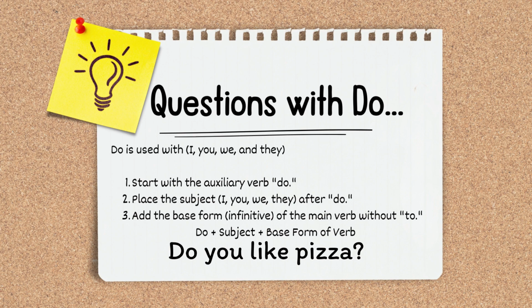Questions with do. Do is used with the subjects I, you, we, and they. Follow these 3 steps to make questions. Start with the auxiliary verb do. Place the subject I, you, we, they after do. Add the base form, infinitive, of the main verb without to. For example, do you like pizza?